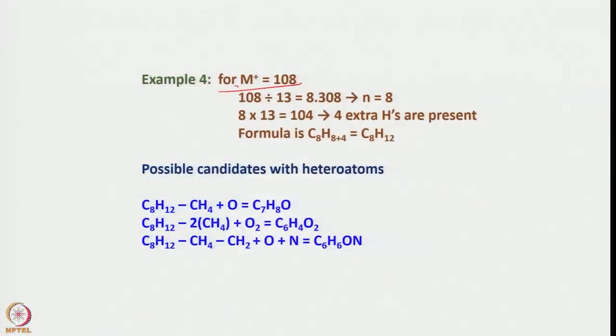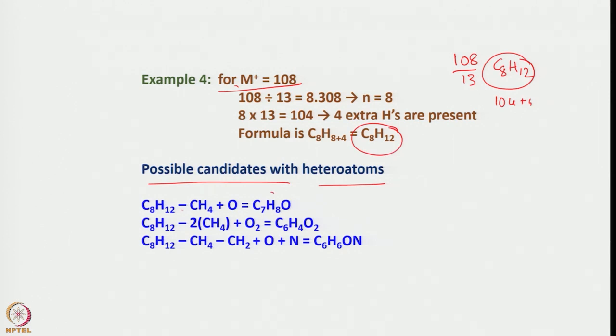So again, for example, we take 108 here. 108 divided by 13, 4 will be left, so it is C8 and H12. 104 plus 4 will be left, so it will be 12. So this is it. That means these are possible candidates with hetero atoms. Take this one, remove one CH4, add O, it can be C7H8O, or take out two CH4 and add O2, it can be C6H4O2, or remove CH4 and CH2 and add O and N. It can be something like this.